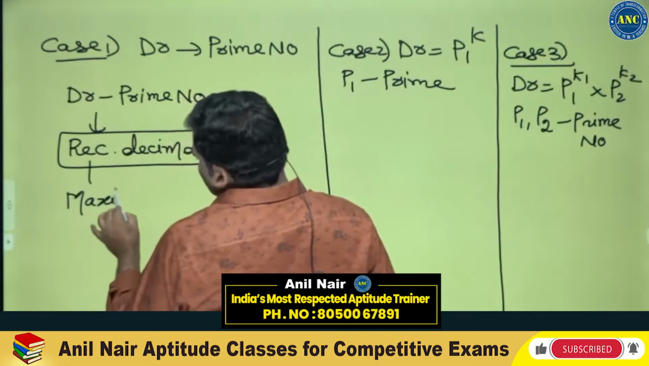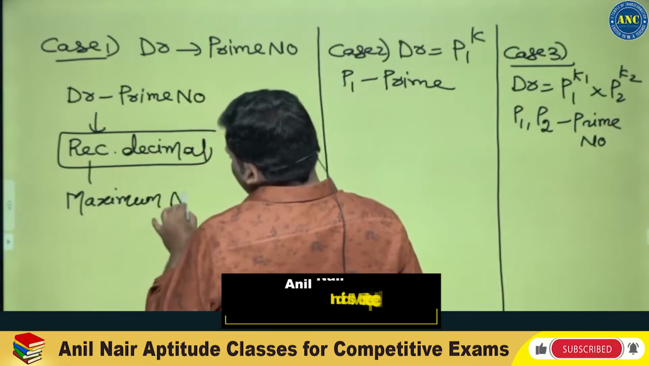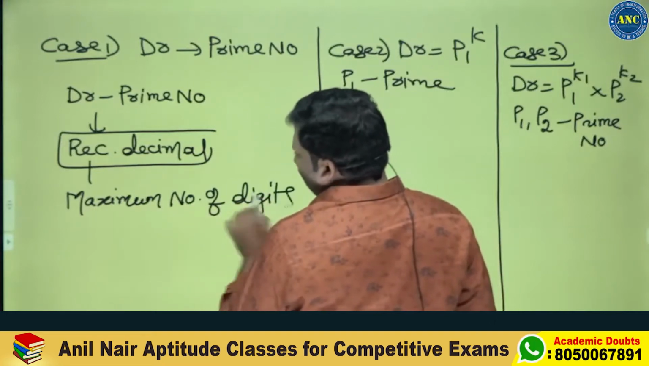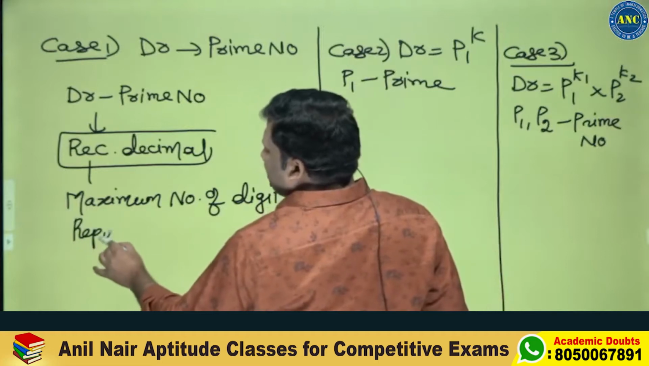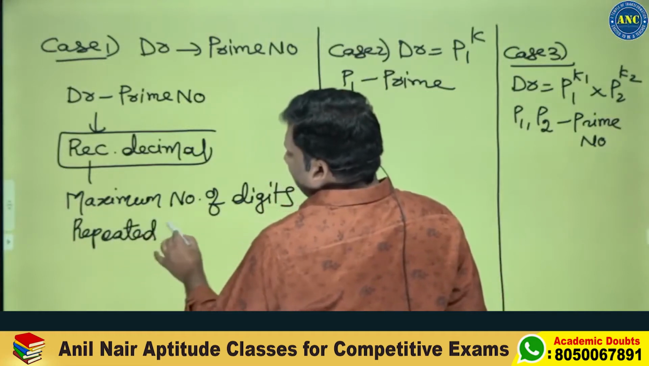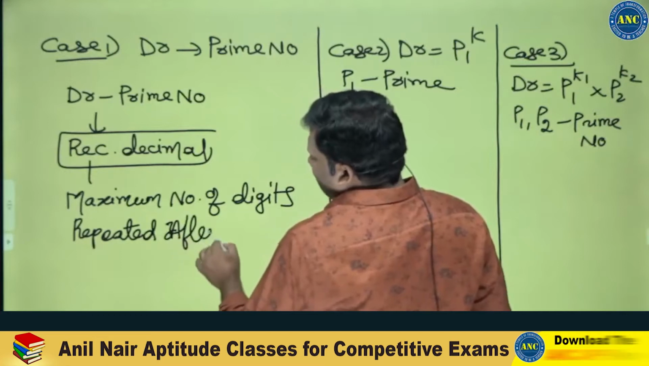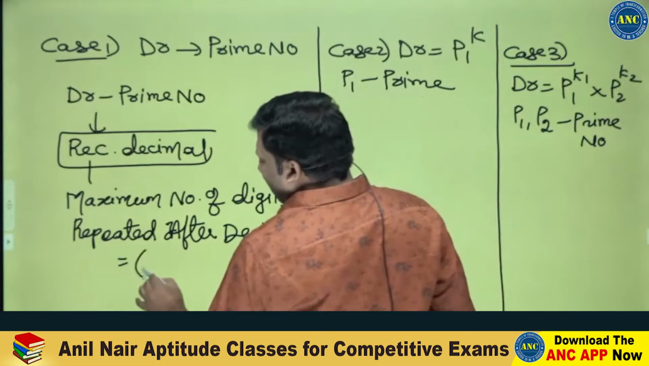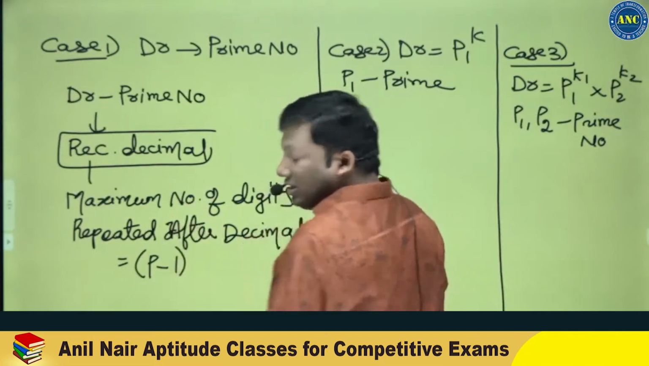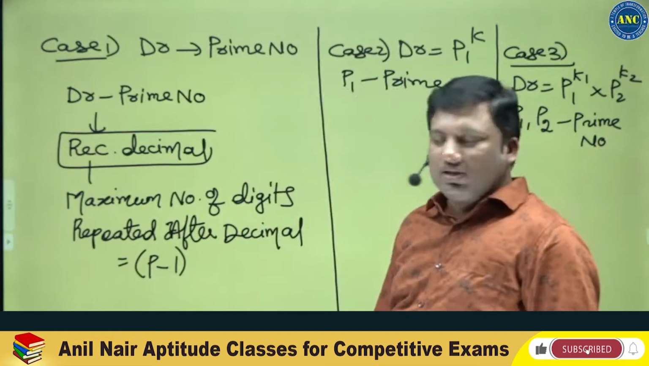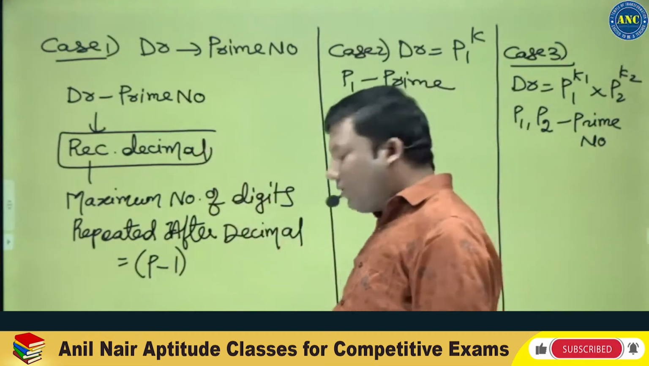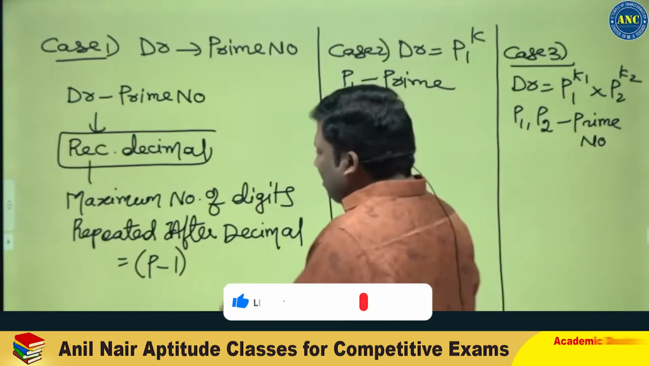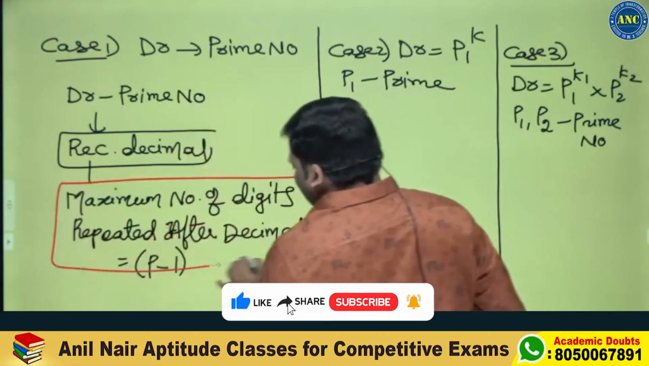Maximum number of digits repeated in a block after the decimal will be P minus 1. This is the very famous Fermat's little theorem. If the denominator is a prime number, the maximum number of digits that will get repeated after the decimal will be P minus 1.